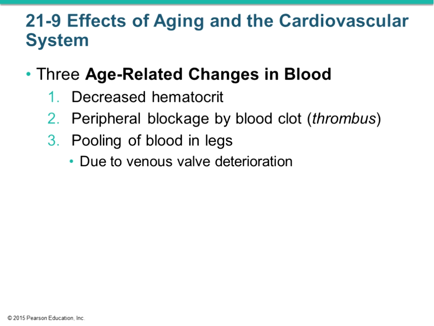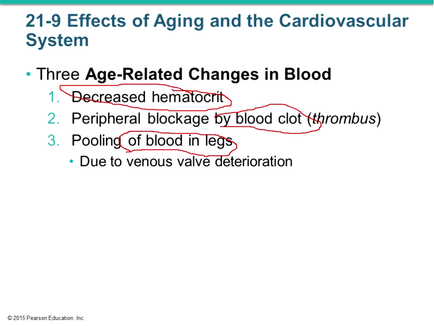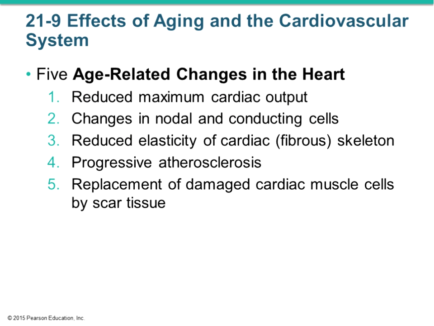Age-related changes really occur in all components, so the blood, the heart, and the blood vessels in the cardiovascular system. The blood, we see a decreased hematocrit, right? We talked about hematocrit, and that is how many red blood cells you have, a percentage count of red blood cells in the blood. And it decreases as we get older. You see a slower amount of cell division and cell production. You can have blockages by some sort of blood clot or thrombus. You get pooling in the blood in the legs due to valve deterioration, right? Those things can all have an impact.